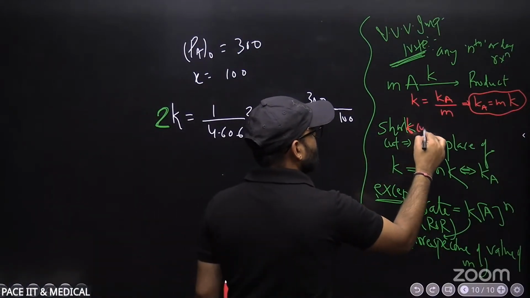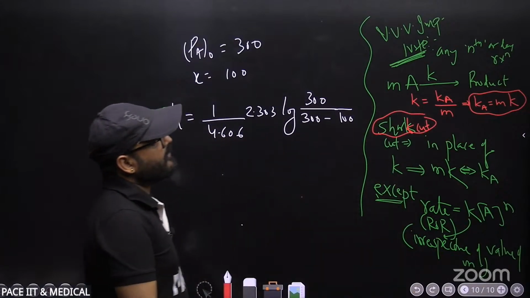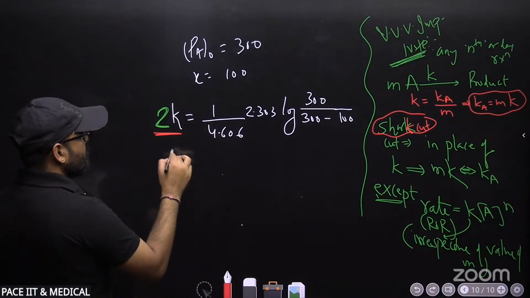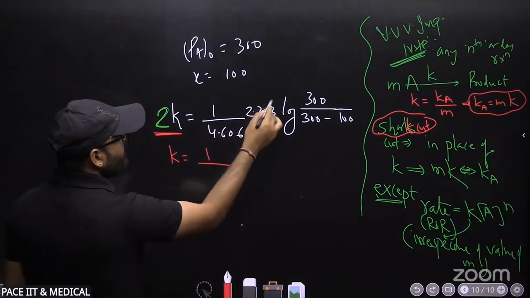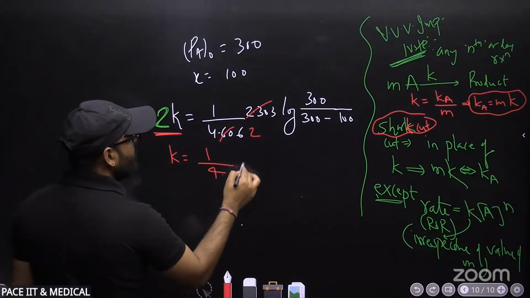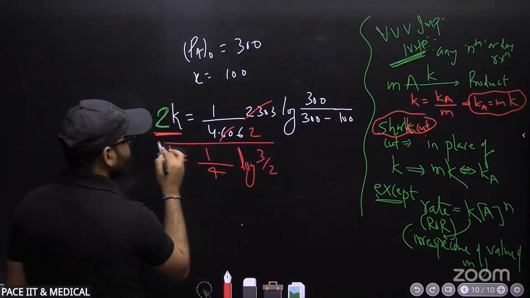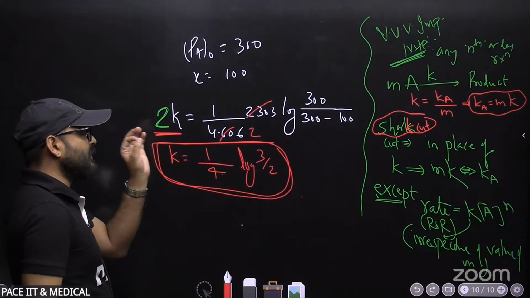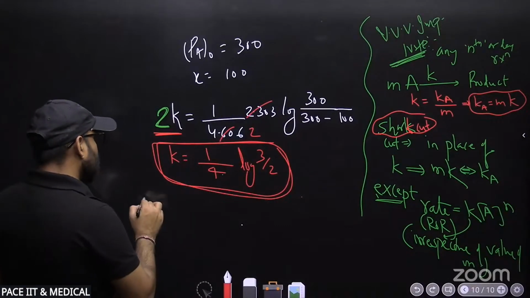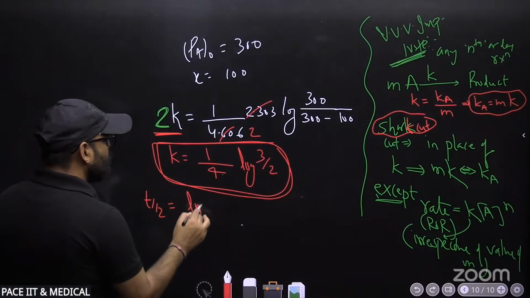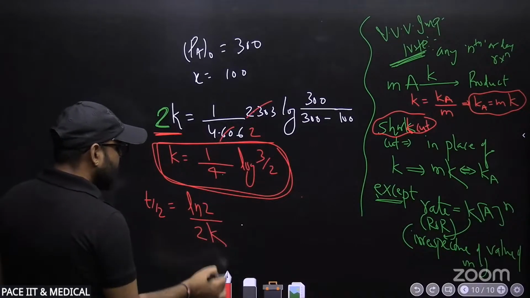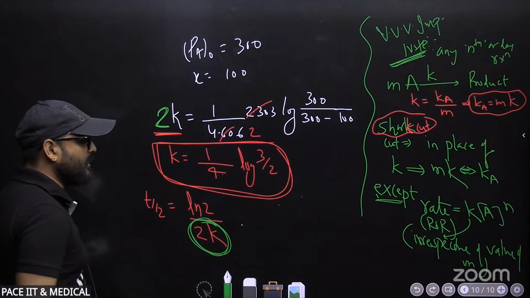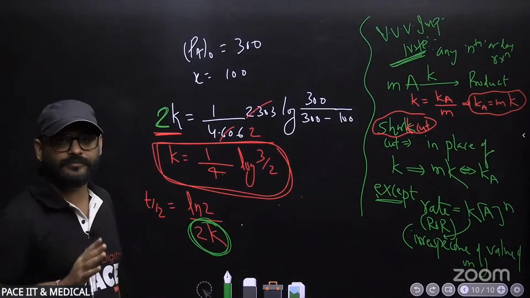Keep this shortcut in mind. Just in place of k, write mk. That's why I'm writing 2k, not k. So k will be equal to 1 by 4 times log 3 by 2. I have to put this 2, otherwise you will get the wrong answer. And t half is ln2 by not k but 2k. Why 2k? Because in place of k, mk. What is the value of m here? 2. This is very, very, very important.